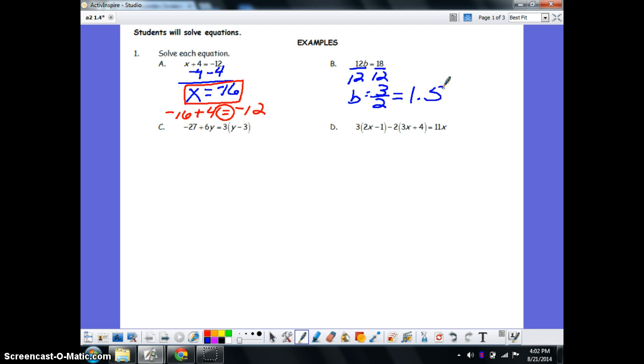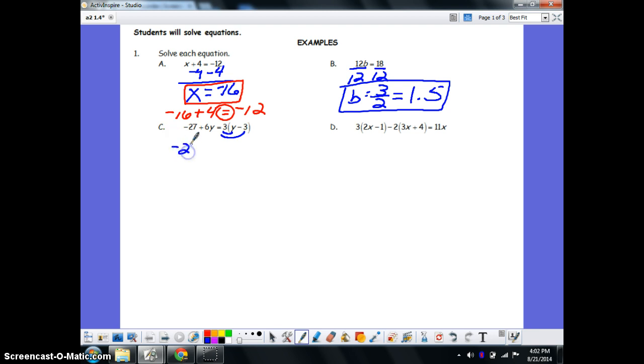Now, the important thing here is, if you have decimals in your answers, make sure you are precise with those. So I would accept either 3/2 or 1.5. Now, with C and D, we have some parentheses involved, multiple step equations. Our first step in C is, in order to get rid of those parentheses, we would distribute the 3.